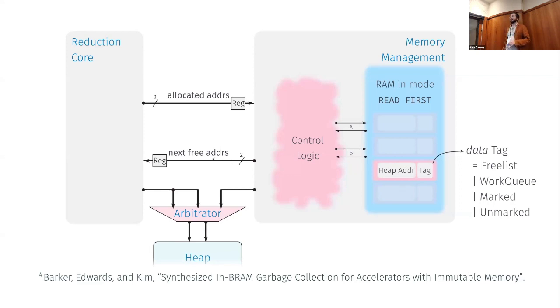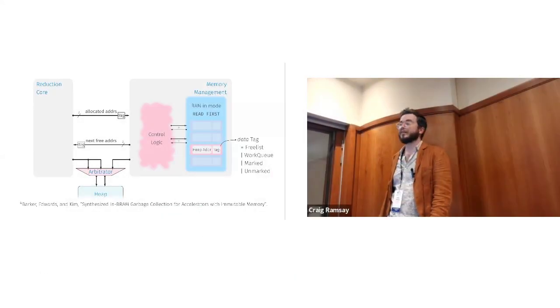Even worse though, we've got these registers just to help our timing on the communication paths between the two. And that means the memory management core doesn't know what the reduction core is doing at any point in time. It just knows what it did in the previous cycle. So all of our tricks to make popping something from the free list happen in a single cycle get a little bit tricky because we don't know when to actually perform that. We only know one cycle later.